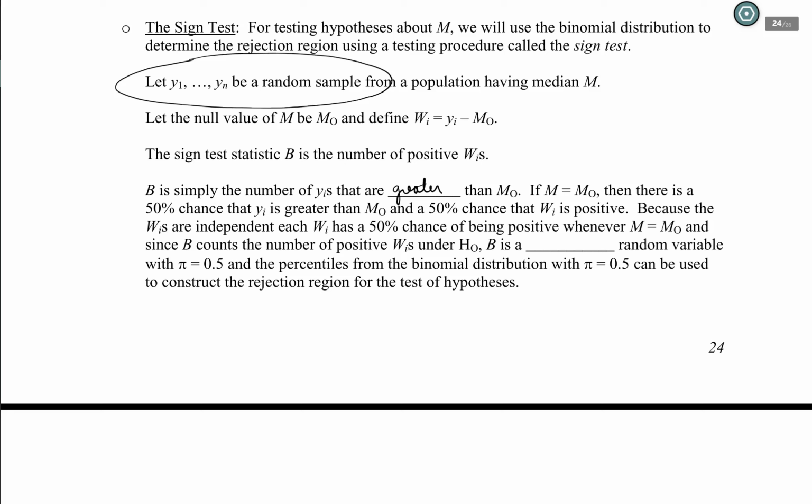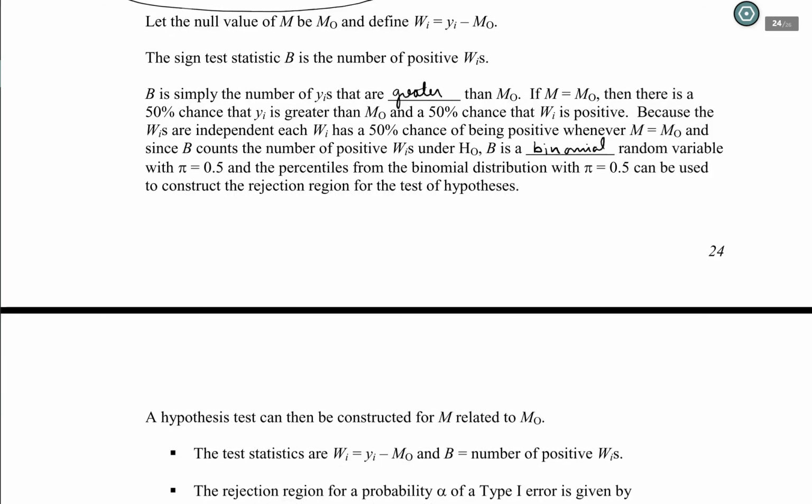I'm sorry, that Wi is positive. Now because the W's are independent and W has a 50% chance of being positive when M equals M naught, and since B counts the number of positive W's under H naught, B is actually a binomial random variable with pi equal to 0.5, and percentiles are from the binomial distribution.